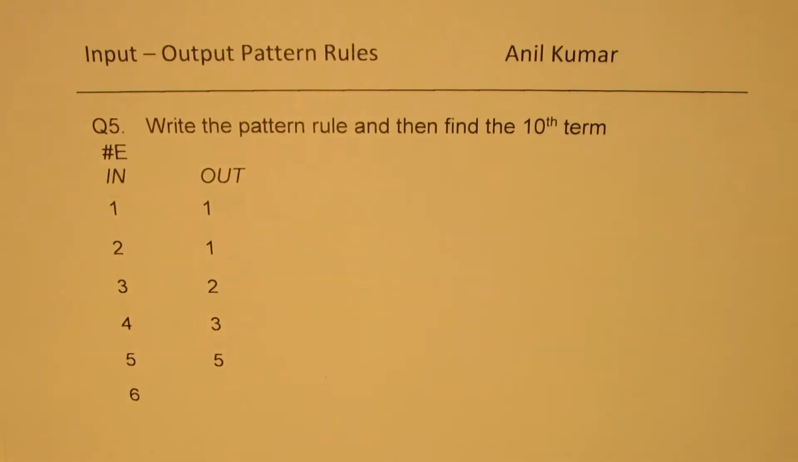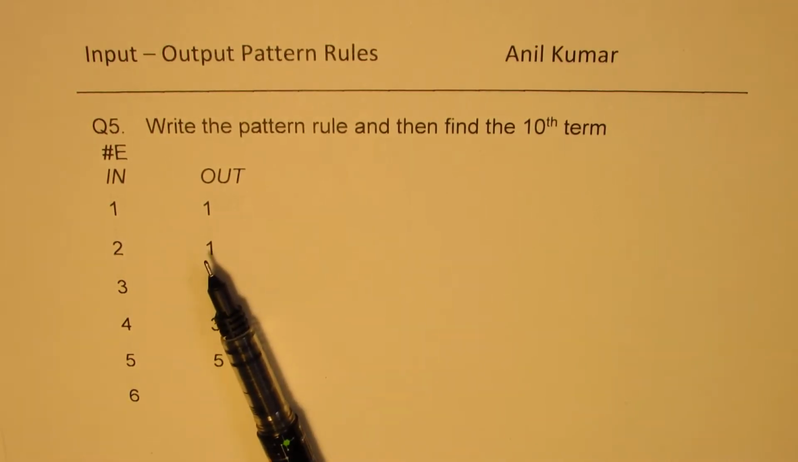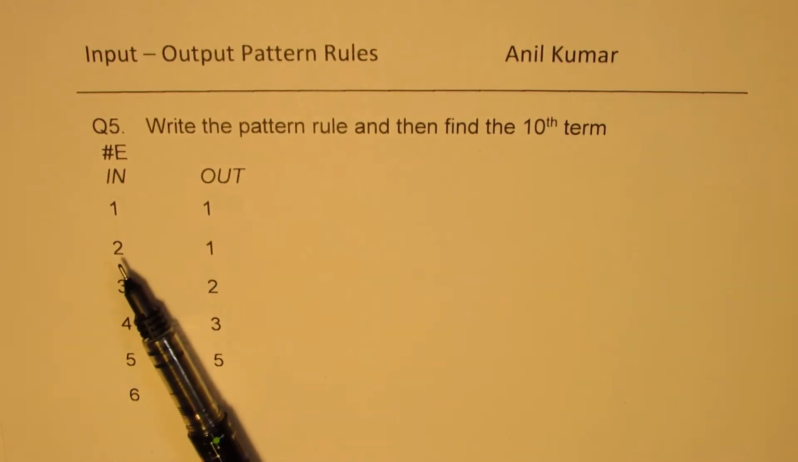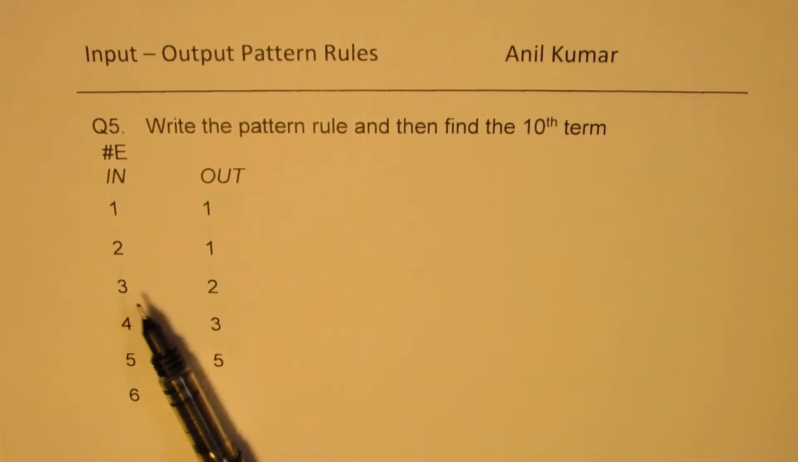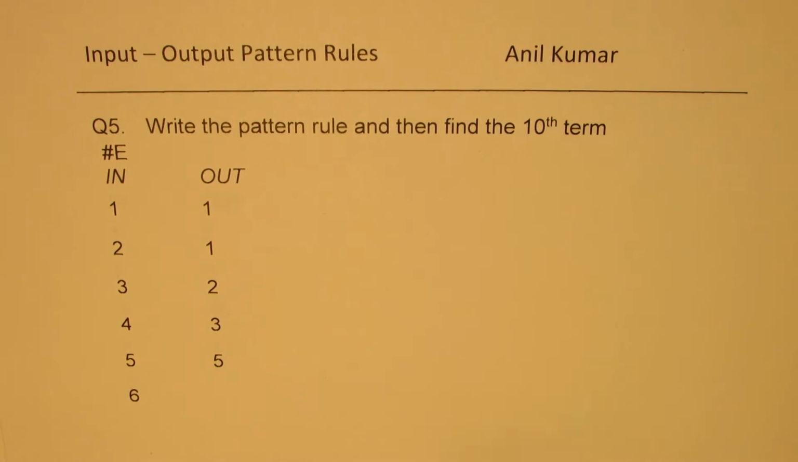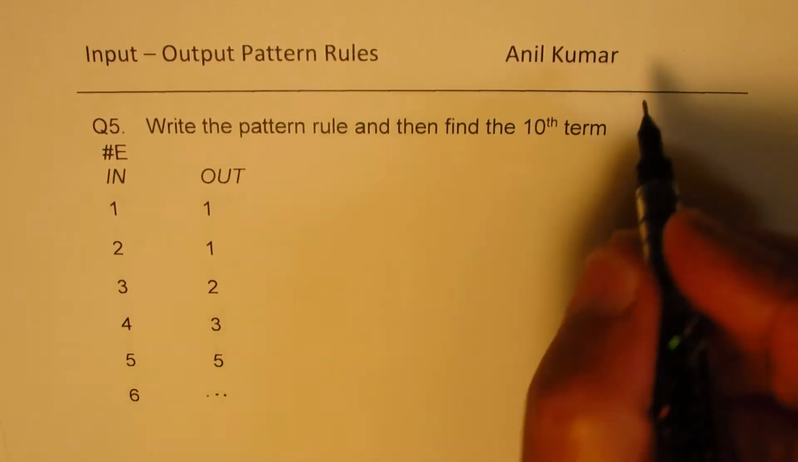Question number 5. Now this happens to be a very interesting question. You need to write the pattern rule and then find the 10th term, correct? So I'd like you to work on this and then look into my suggestions. Input 1, output 1, input 2, output 1, input 3, output 2. So what do you see? 1, 1, 2, 3, 5. So what should be this number? Now this is your test question.